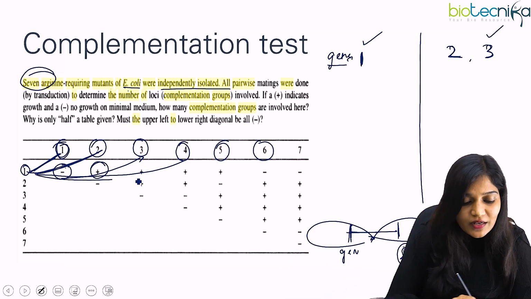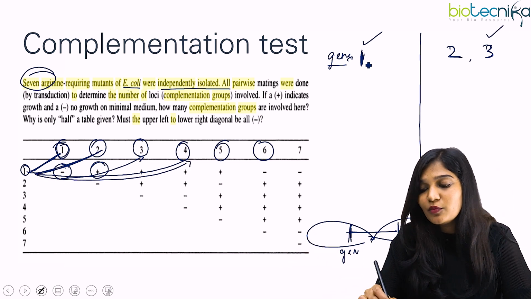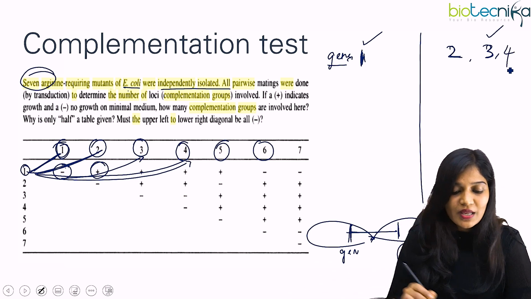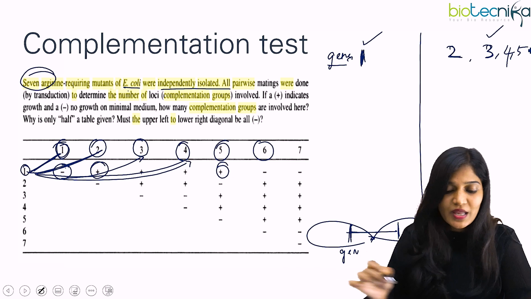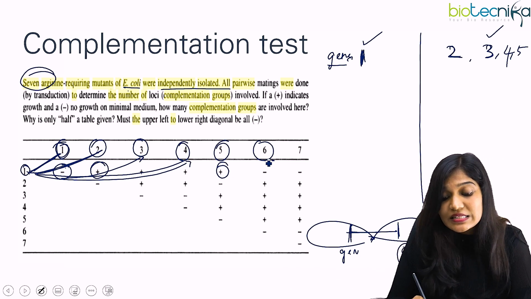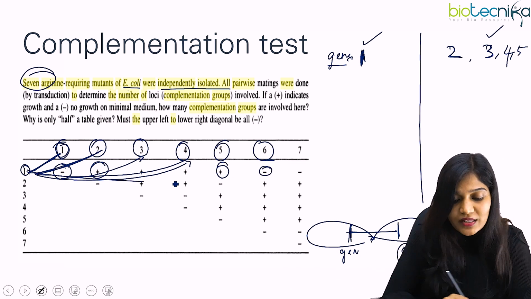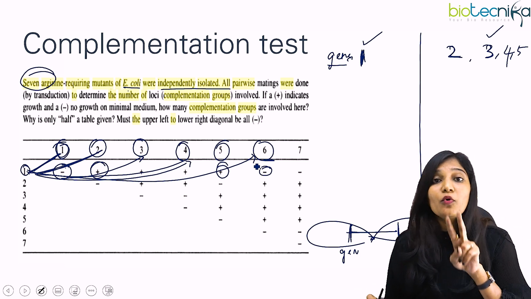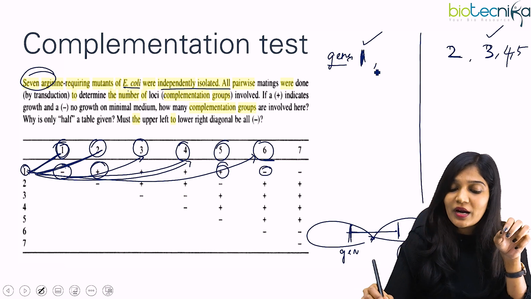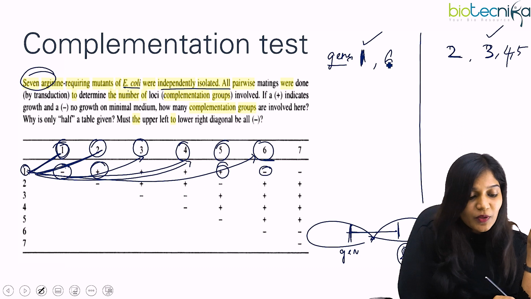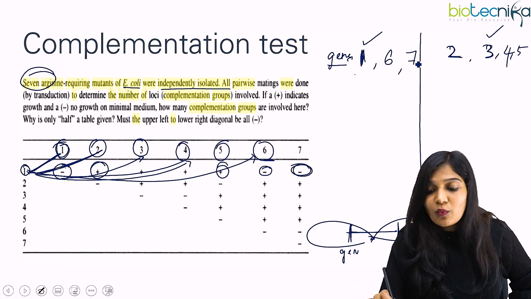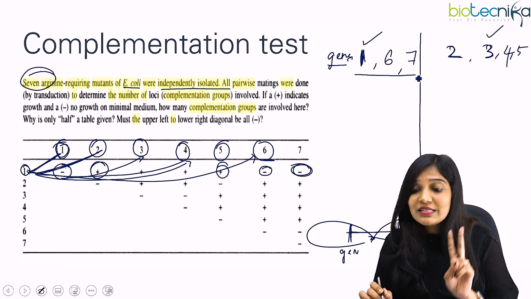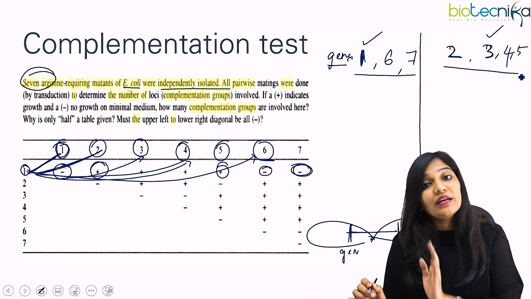And if you see 1 and 4 is positive, so 1 is in one group, so you have to put 4 in a different group. And in 5, again different group, 1 and 5 are in different groups. And 1 and 6 are showing negative, which means both are present in the same group, 1 and 6. The next one, 1 and 7 are also showing negative, which means 1, 6 and 7 are in the same group, and 2, 3, 4, 5 are in different groups.